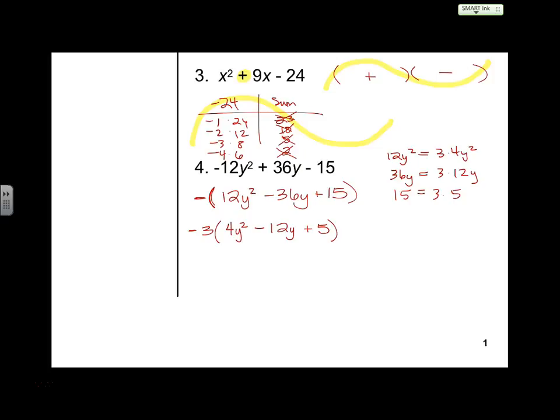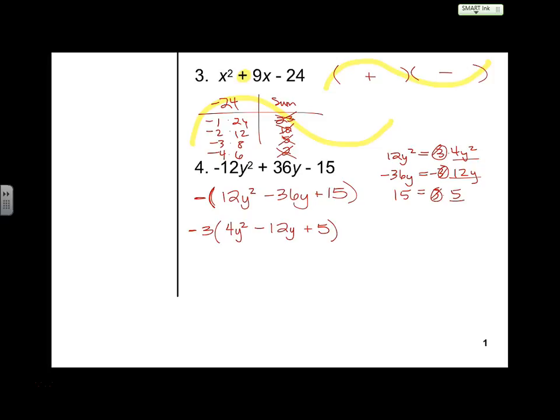Technically, the 12 was a positive, the 36y was a negative, and the 15 was a positive, so there's also a negative. So we pull that out, pull that out, pull that out, and what is left is the remaining factors. So we are dividing. Okay, we are dividing.